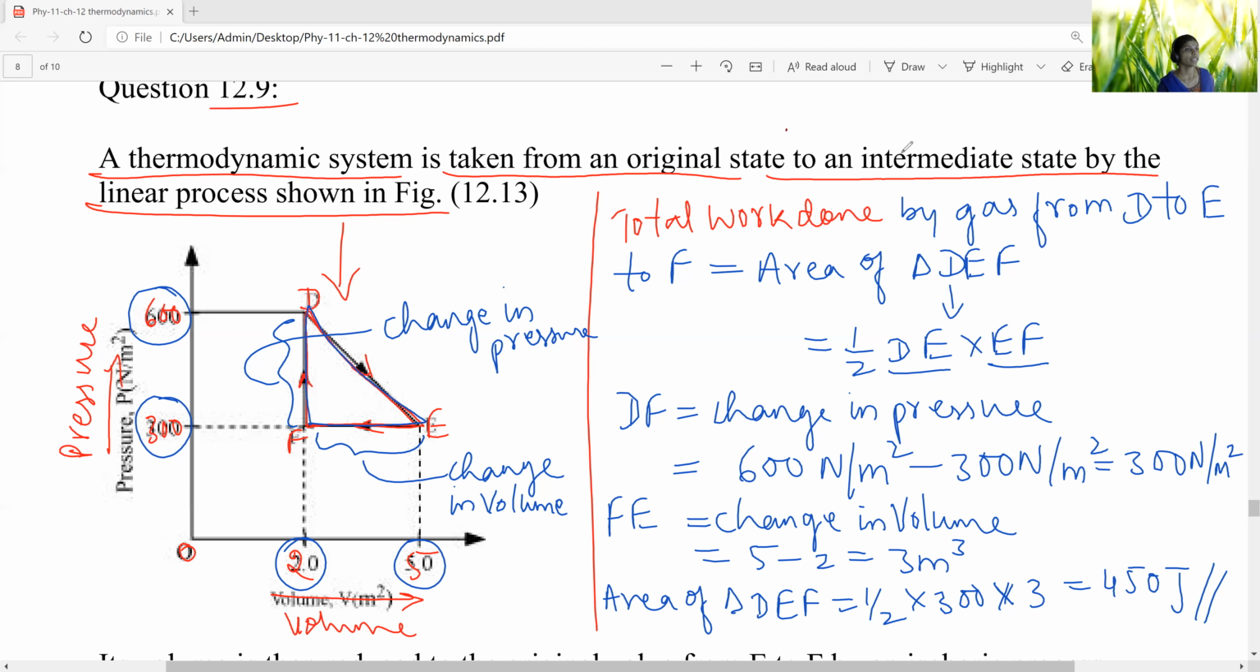So half into DE into EF. We calculated the DE value and the EF value. EF is the change in volume, and DF represents the change in pressure. After calculating those, we got the area of triangle DEF using the formula half DE into EF, and the value is 450 joules. So this is one of the important questions. Definitely they will ask like this. Okay, next we shall move to the next problem.